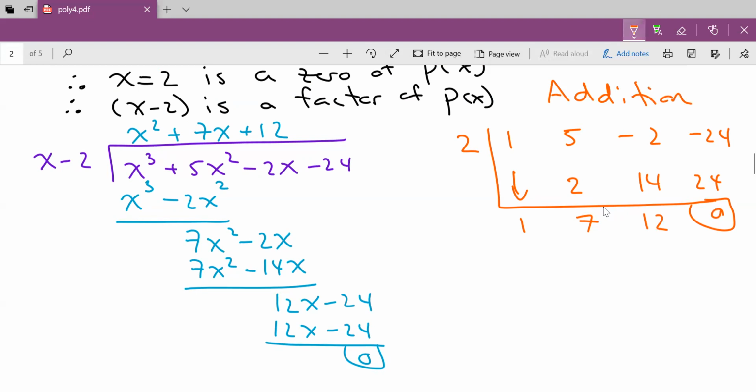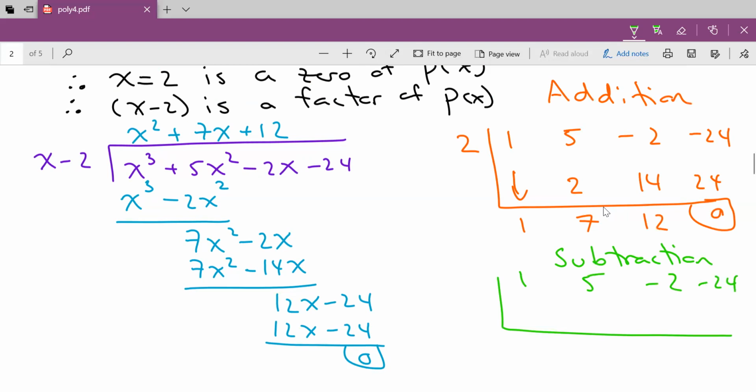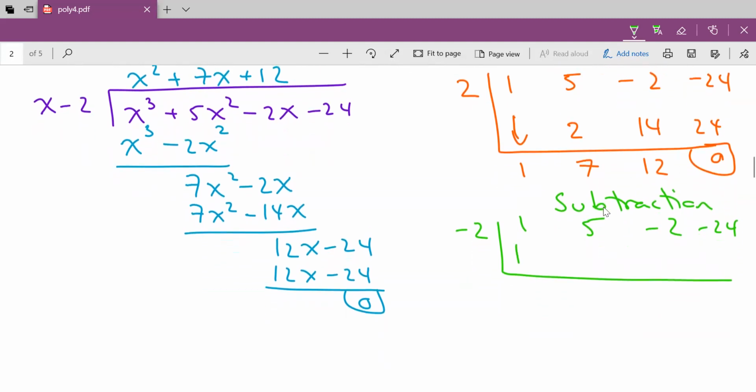Okay, if you do the subtraction method, sure, I can do this 3 ways. If I wanted to do the subtraction method, it looks almost the same. So depending on how you're doing the question, but the big difference here is you would put a -2 here. So same, drop down the 1, multiply, subtract, that's going to be 7, -14, subtract, that's 12, -24, subtract, that's 0. So it doesn't matter which of the 3 methods we use, friends, we get the exact same answer. We have to.